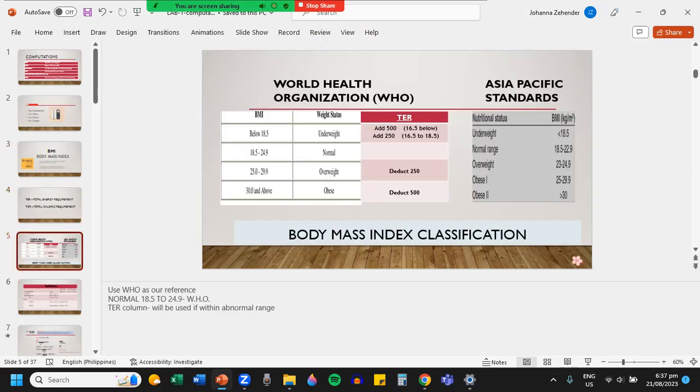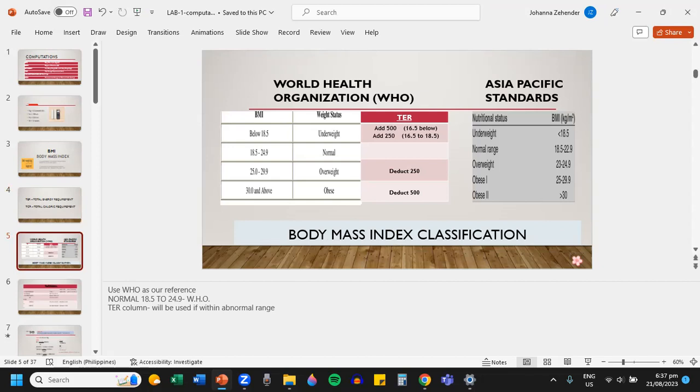Okay, so our BMI has this classification. According to the World Health Organization, a BMI of below 18.5 is considered underweight. A BMI of 18.5 to 24.9 is considered normal. A BMI of 25 to 29.9 is considered overweight. And lastly, a BMI of over 30 is considered obese.